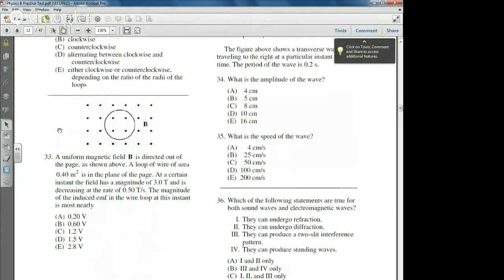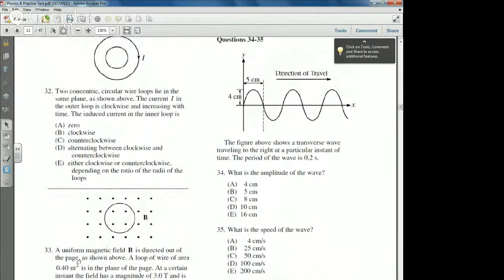This question we had on the test already. You guys just have to remember that EMF is equal to change in flux over time, change in B times A over T. And when they gave you the rate, that 3 Teslas is junk information because delta B over T is 0.5. Okay, that's for 33.